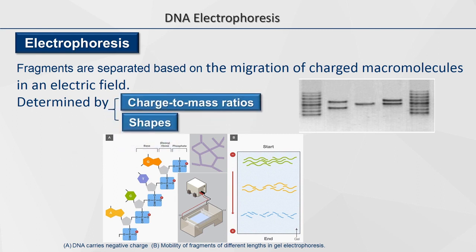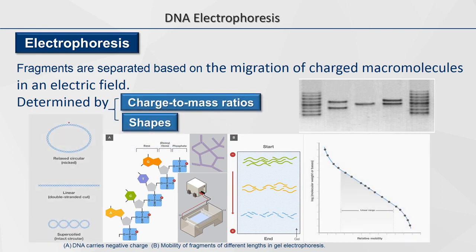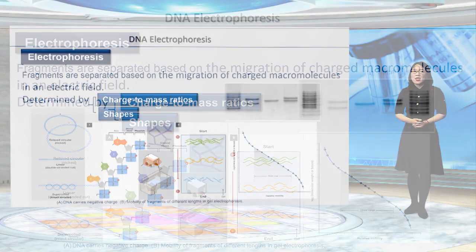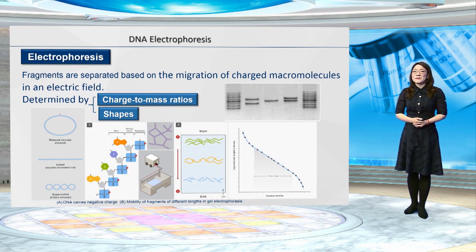It is necessary to separate the DNA fragments by size. This can be achieved by the electrophoresis technique. Fragments are separated based on the migration of charged macromolecules in an electric field. DNA is a negatively charged molecule, with the phosphate group of the DNA nucleotide carrying negative charges. DNA migrates from the negative electrode towards the positive electrode in the electric field during the electrophoresis.